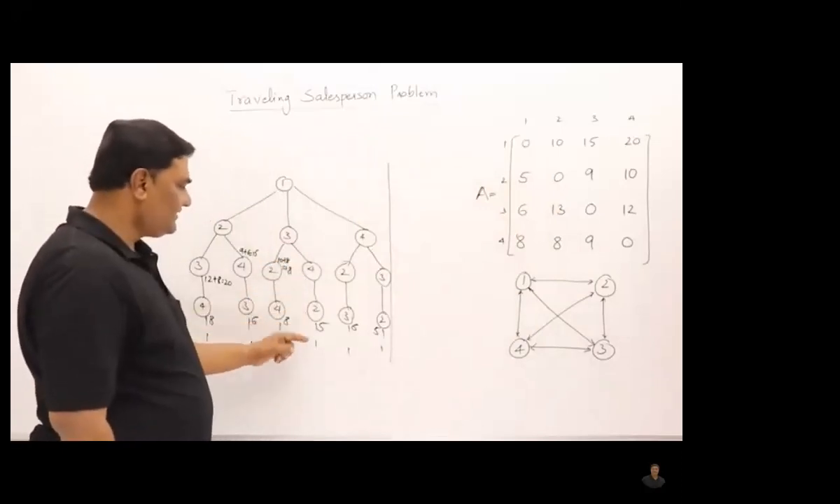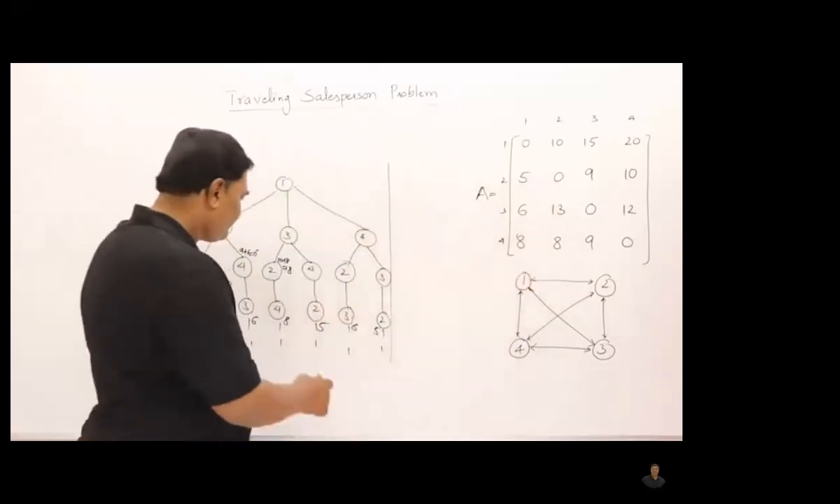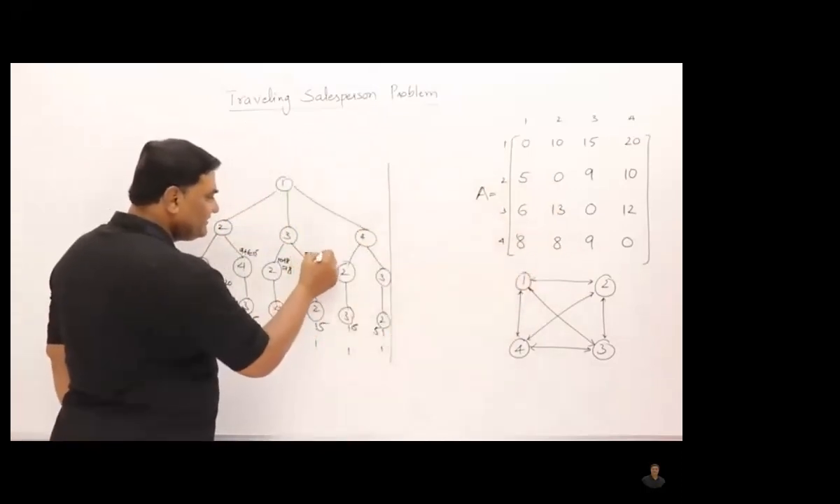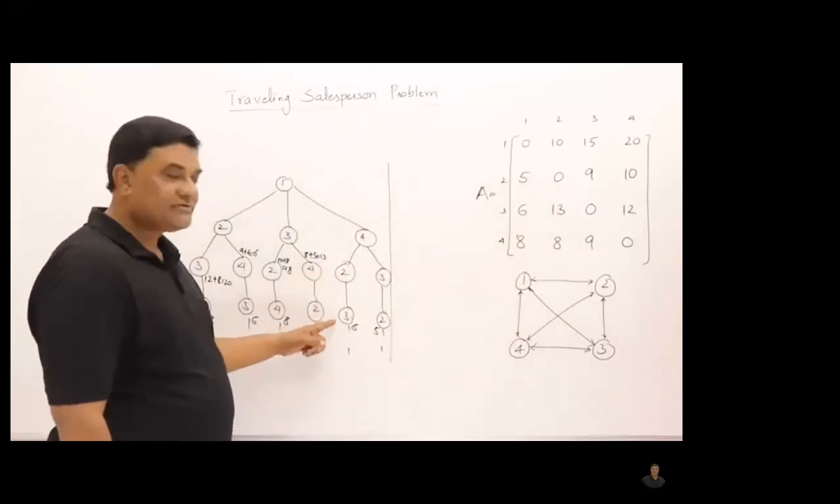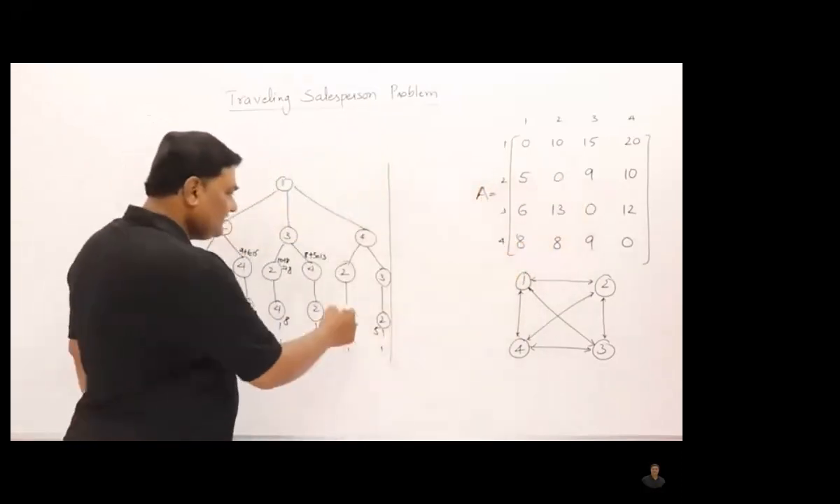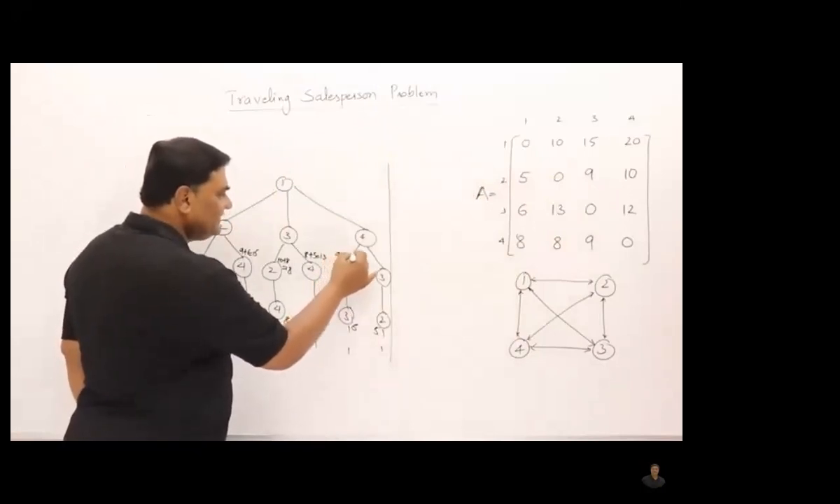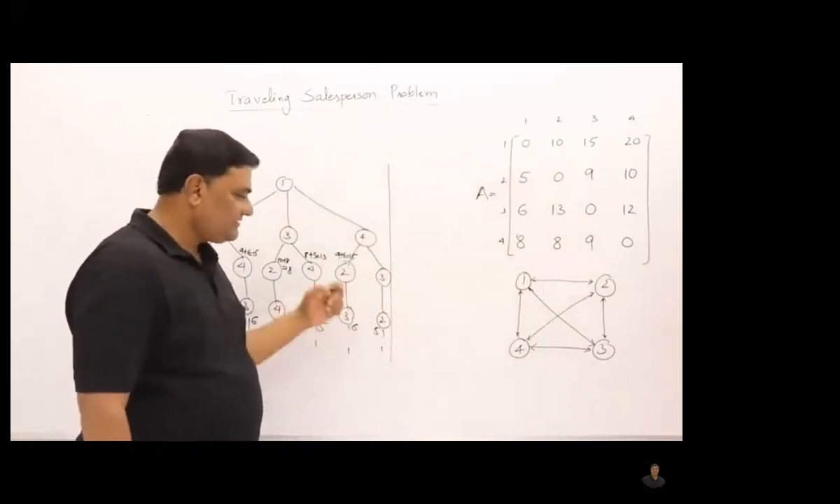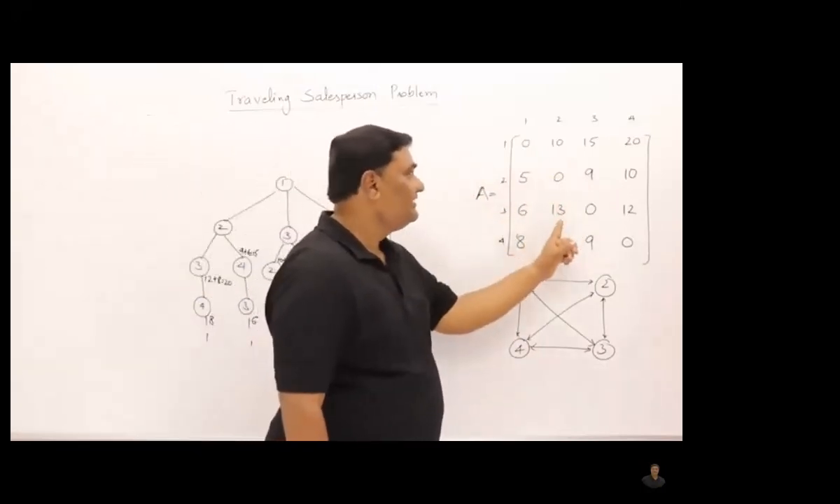He's on 4, he has to go to 2, then return back. So 4 to 2 is how much? 8. 8 plus 5 is 13. He's on 2, he has to go to vertex 3 and return back to vertex 1. So 2 to 3, how much? 2 to 3 is 9. 9 plus 6 is 15. Right? He's on vertex 3, he has to go to 2. So 3 to 2, how much? 3 to 2 is 13.